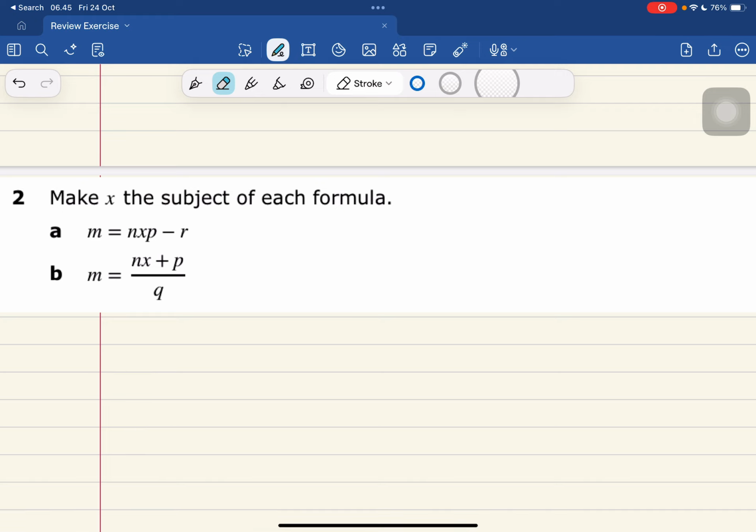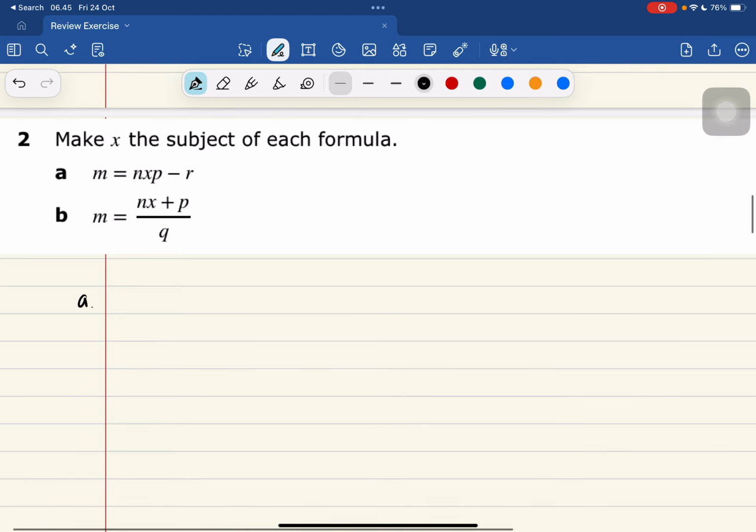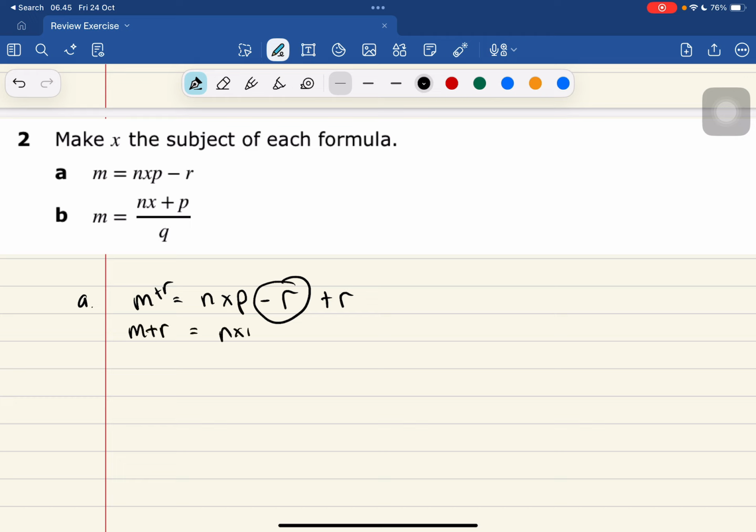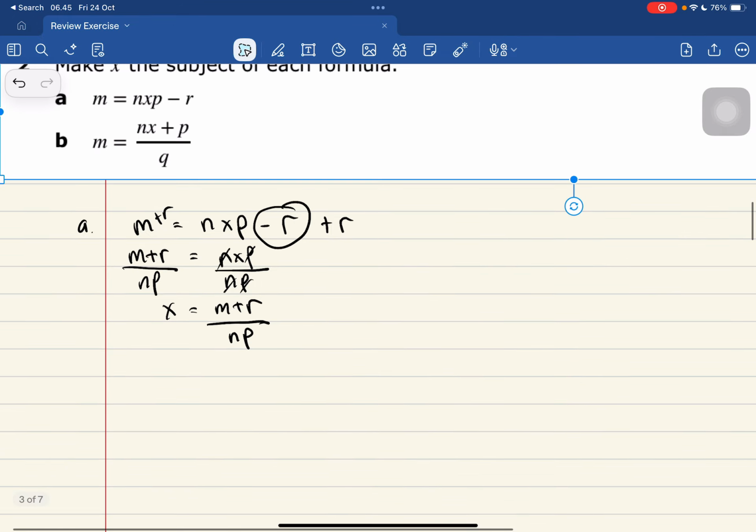Make x the subject of each formula. Okay, so this is for A. We got m equal to n times x times p minus r. So we got minus r, so let us plus r. Do the same thing to the right side. So m plus r equal to n x p. Okay, let's divide by n p to make it only x. So x is going to be m plus r divided by n times p. Okay, there we go.